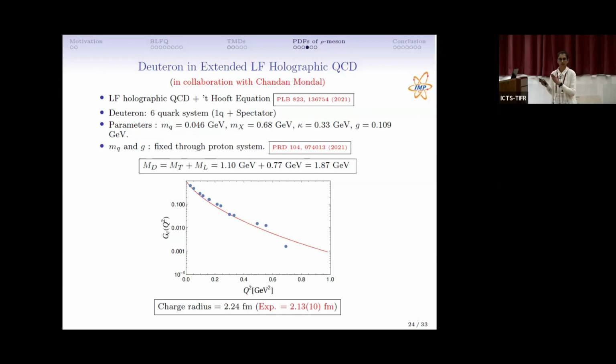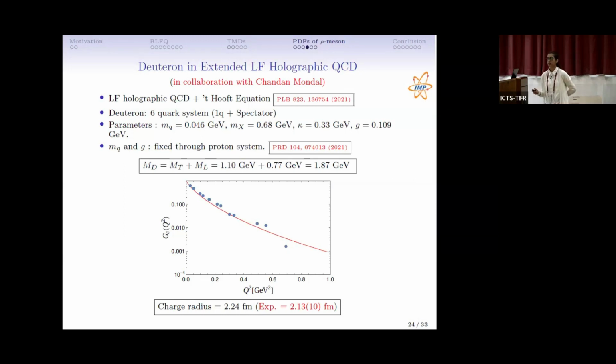Now, the BLFQ part is over. Now I want to discuss some results that we just produced last night for the neutron case. So yeah, we are doing this in light front holographic QCD, where the transverse dynamics is defined through the light front holographic QCD wave functions, and this TUF equation describes the dynamics in the longitudinal direction. We have done this recently. We have extended this light front holographic approach to include the longitudinal dynamics.